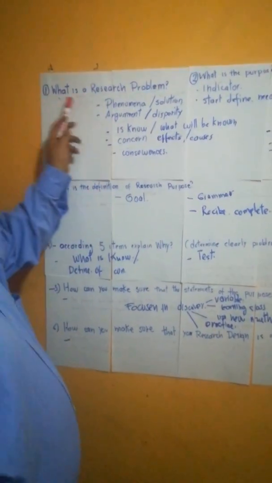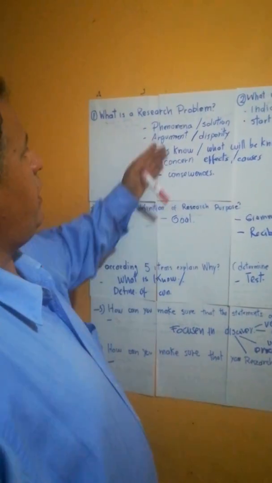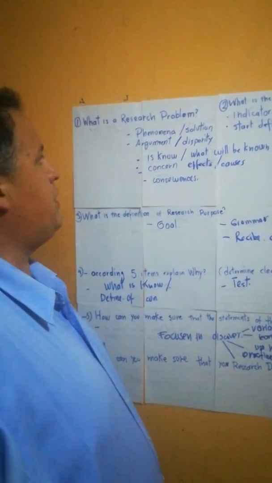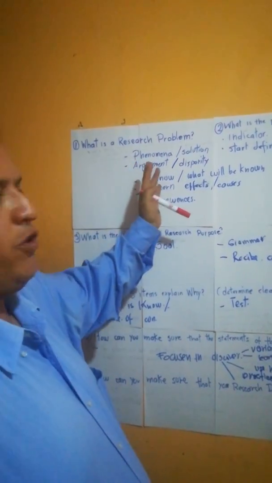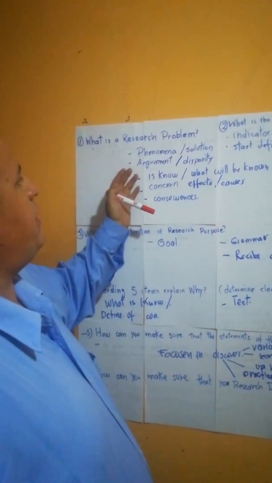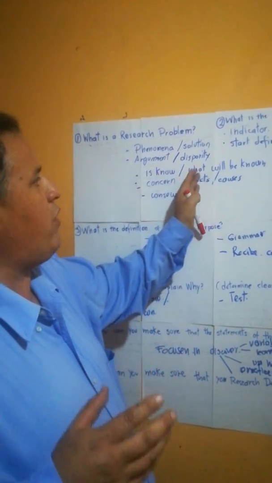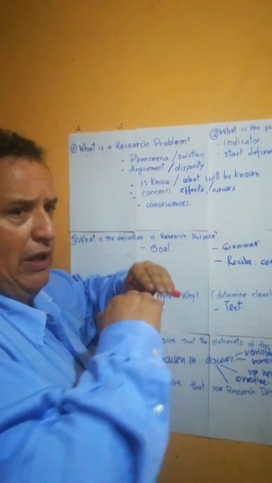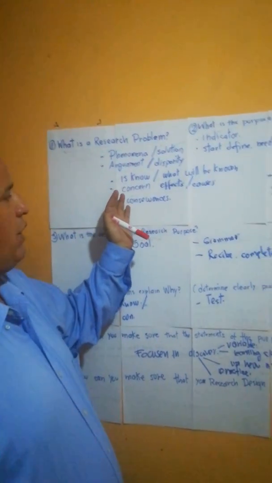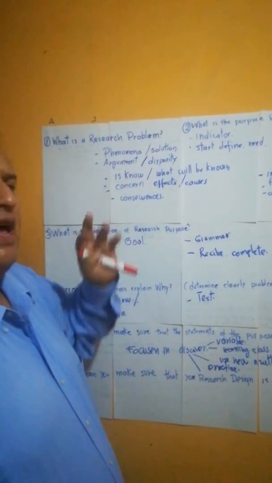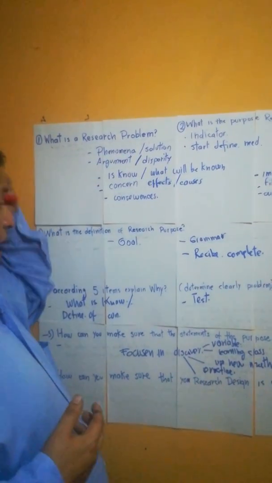What's a research problem? A research problem, I could say, is a phenomenon that needs a solution, and a researcher can work on it. We are going to find an argument using disparity statements in order to divide what is known so far and what will be known in the future, in order to fill the gaps of the empty knowledge. So we are going to analyze the topics of concern that can affect causes, circumstances, and consequences.